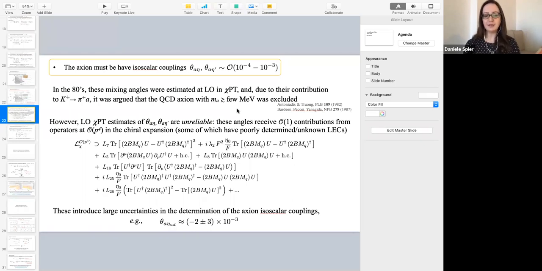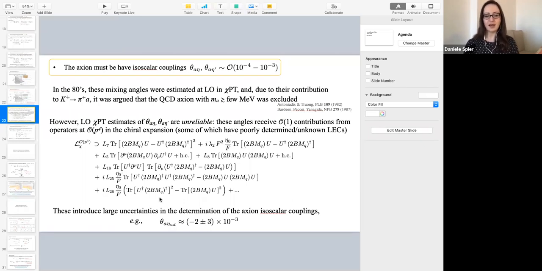Now, the argument that I made with Neil Weiner in our paper from 2017 is that you can't really rely on leading order chiral perturbation estimates of these mixing angles. They are not reliable. If you go to the next order in the chiral expansion, where you have operators at order p to the 4th, these operators can give order 1 contributions to these mixing angles. And now you have a problem because at this order, you have many operators, much more than at leading order.